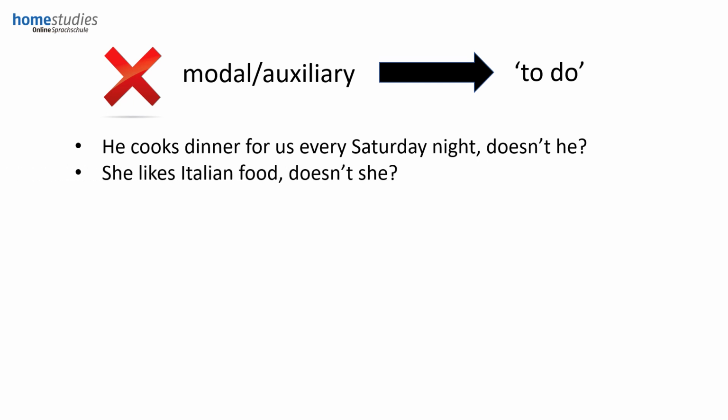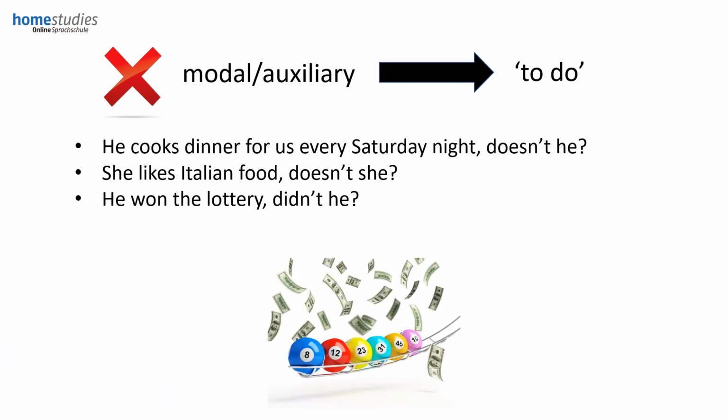Another example, she likes Italian food, doesn't she? So she likes Italian food, positive, doesn't she? Negative question tag. Another example, he won the lottery, didn't he? So he won the lottery, that's positive, so the question tag has to be negative. Now, if you look here, it says he won, so that's the past. So the question tag will be didn't he, because of the past.